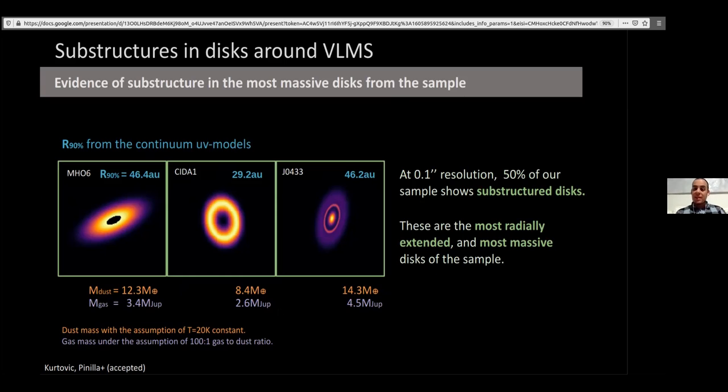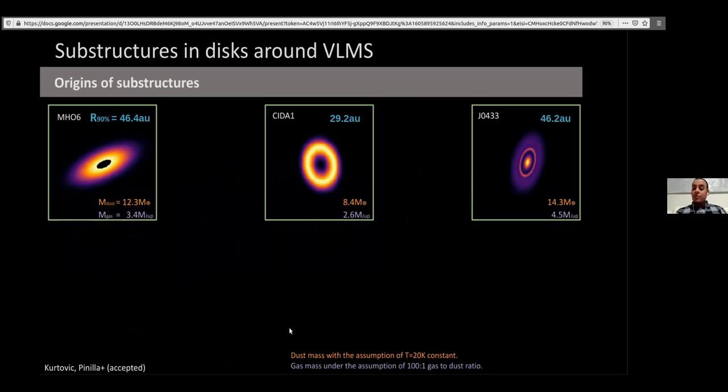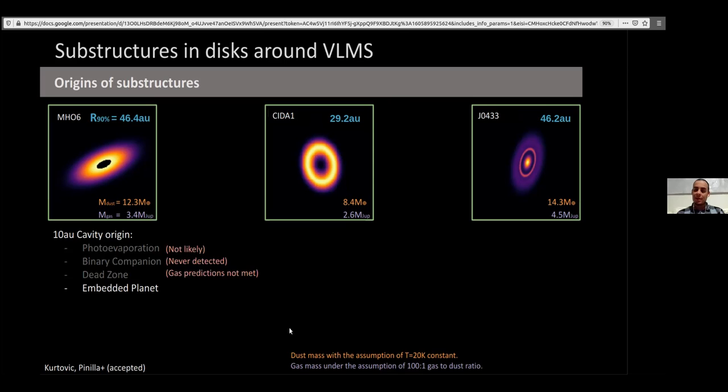To calculate the dust mass, we just assume that the temperature is constant in all of the disk, equal to 20 K. And for the gas mass, we just go for a 100:1 gas to dust ratio. So let's start from the first disk, which is MH06. We considered all the different processes that could create a cavity, but we find that 3 of them are not really likely. You can go to the paper to see more detail about that discussion. So if we consider that there is a single planet embedded in there that is carving this cavity, we find that that planet would be like Saturn, a little bit less than Saturn in mass.